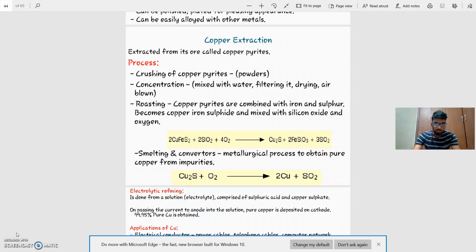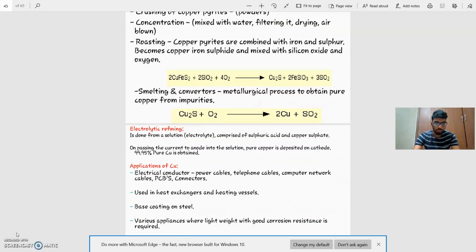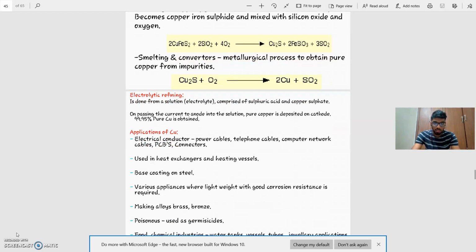Smelting and converters: metallurgical processes to obtain pure copper from impurities. Electrolytic refining: copper is also extracted by using the electrolytic refining process. It is done in a solution called electrolyte comprised of sulfuric acid and copper sulfate. On passing the current from the anode into the solution, pure copper is deposited on the cathode. 99.95% copper is obtained.